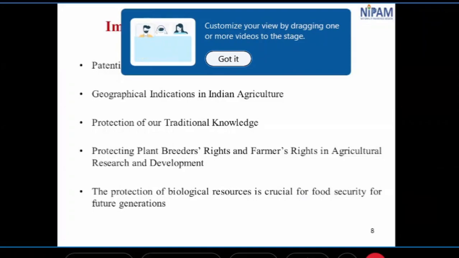Geographical indication in Indian agriculture. Protection of our traditional knowledge. Protecting plant breeders' rights and farmers' rights in agriculture research and development. That is also true. The protection of biological research is crucial for food security for future generations.